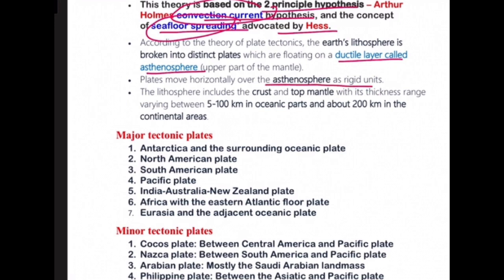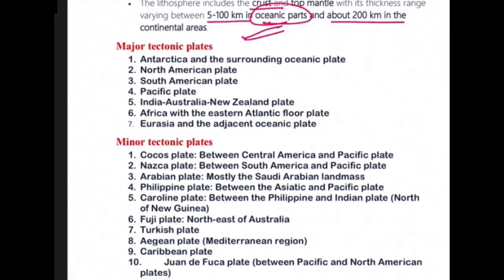The lithosphere includes the crust and the top mantle with its thickness ranging between 5 to 100 km in oceanic plates and about 200 km in the continental plate, as we have explained in the diagram. Now major tectonic plates: Antarctica and surrounding oceanic plates, North American plates, South American plates, Pacific plates, Indian, Australia, New Zealand plate, Africa with eastern Atlantic floor plates, Eurasia and adjacent oceanic plates.